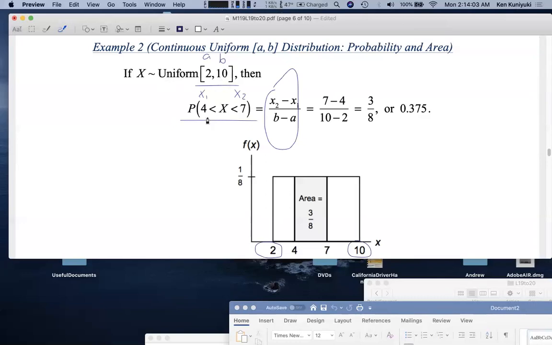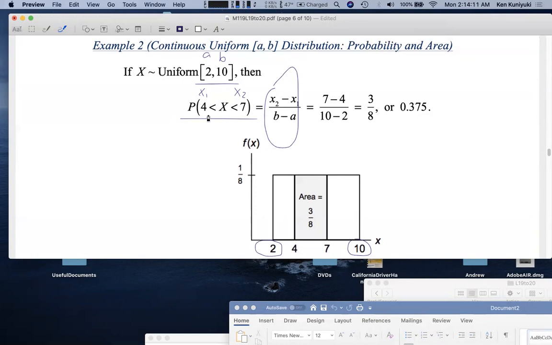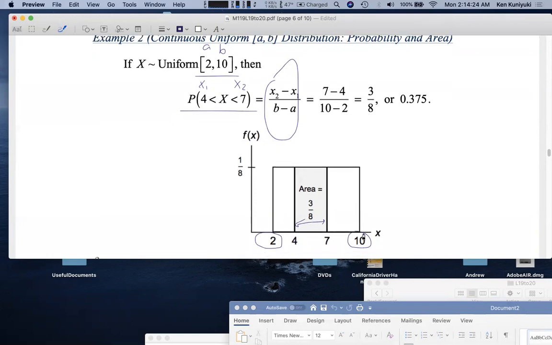So we want to know what proportion 4 to 7 makes out of 2 to 10. Well, x sub 2 minus x sub 1, 7 minus 4, is 3. That's the width of this gray box over here, over, well, what's the width of the bigger box? It's b minus a. 10 minus 2, or 8. So the probability that x is going to fall between 4 and 7 is going to be 3/8 or 0.375. That's the proportion of area that this gray shaded box makes out of this big box over here.